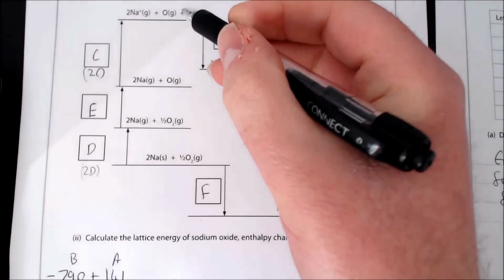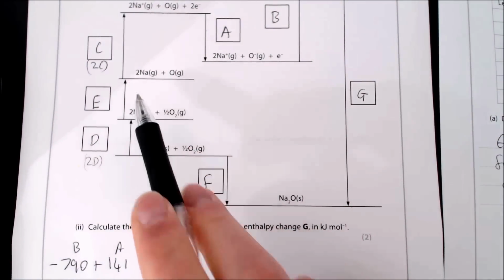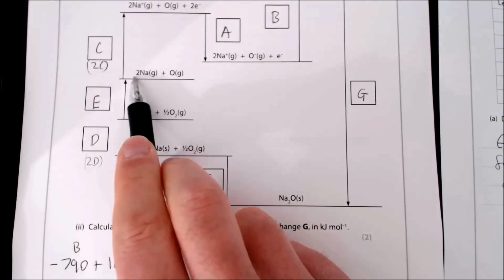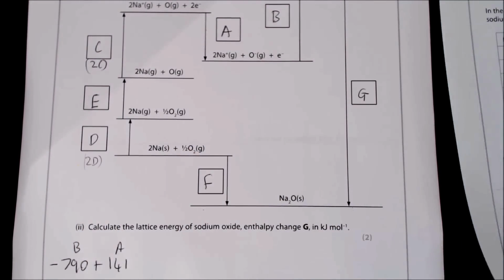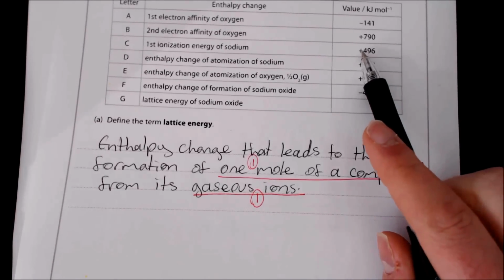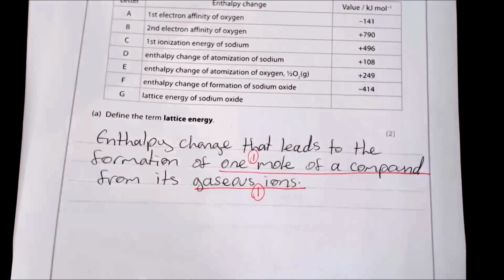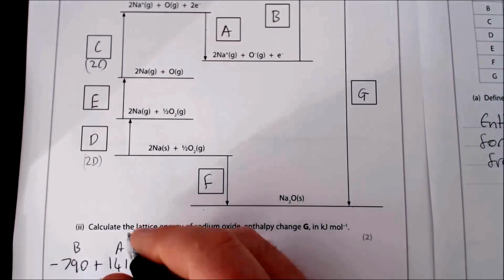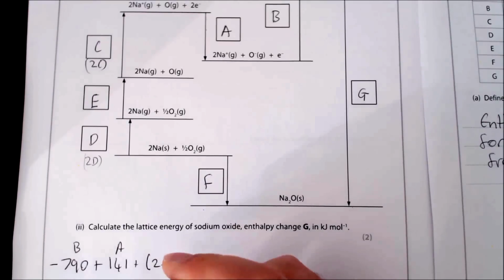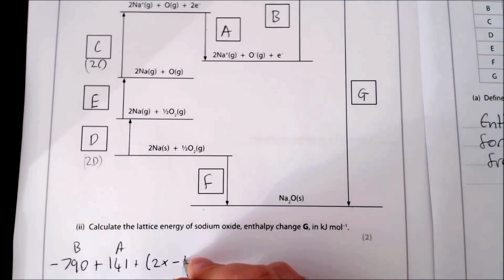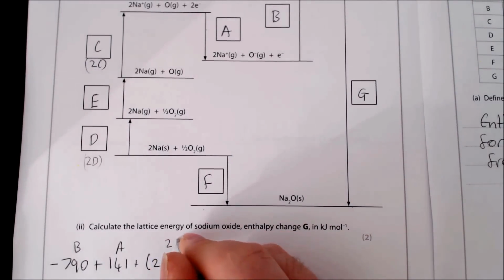And then we're going to come back up onto the top of this cycle here, and we're going to come against the arrow here. This is C, but because we've got 2 of them, we need to multiply whatever number this is by 2. That's really important. So C here was plus 496. We're going against the arrow, so that turns it to minus 496, but we have to double that. So we're going to do 2 times minus 496. Okay, and that one was 2C.